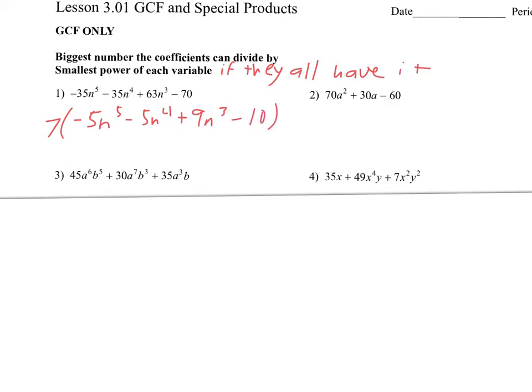All right, so same idea here on number 2. So I think these all end in 0, so they all divide by 10. And so I get 7a squared plus 3a minus 6.